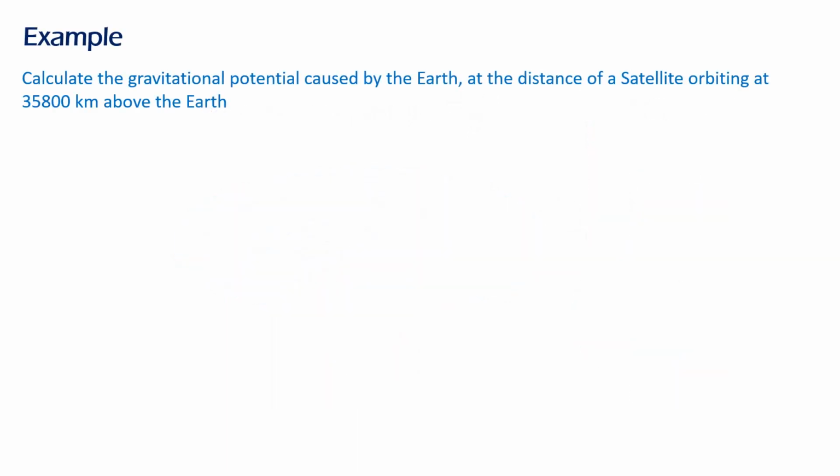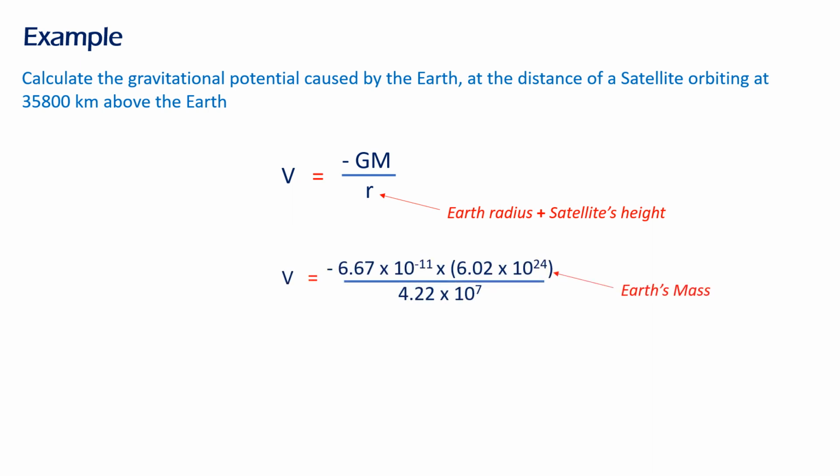Let's look at an example. Try to find the gravitational potential caused by the Earth at the distance of a satellite orbiting at 35,800 kilometers above the Earth. Pause the video and see if you are getting the answer using the formulae. V equals minus GM over r. Now r is the Earth's radius plus the height of the satellite, as we need the radius of the orbit. And when you put the values given in the question, we get minus 9.52 megajoules per kilogram of gravitational potential.